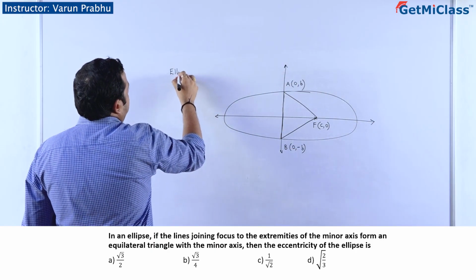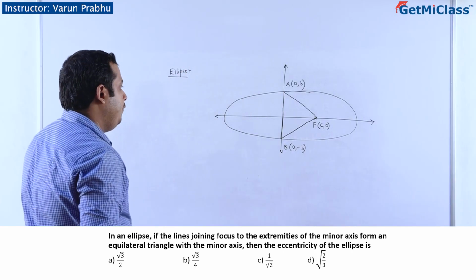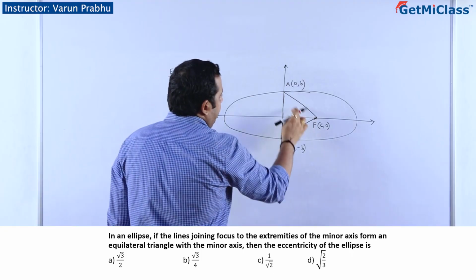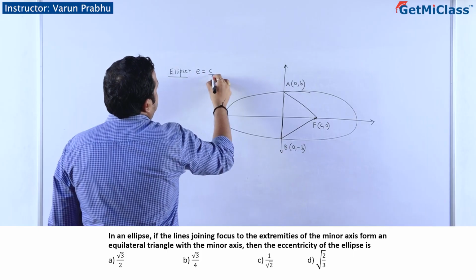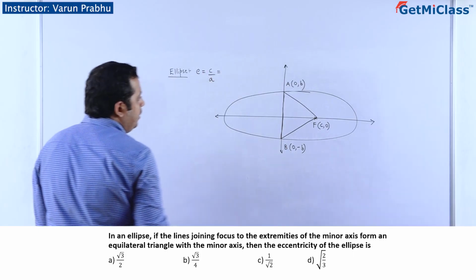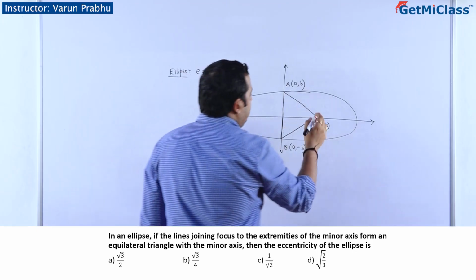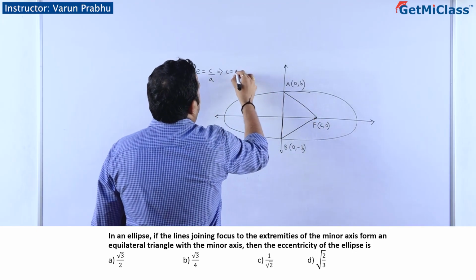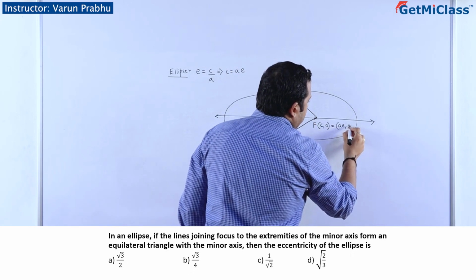The given question is an ellipse. The question is asking you to calculate the eccentricity, that is equal to C by A. So C is nothing but A into E. This implies that C is equal to A into E. So the focus is the point AE, 0, correct?